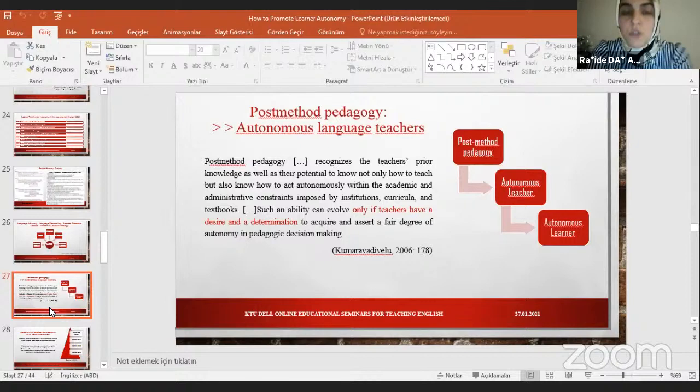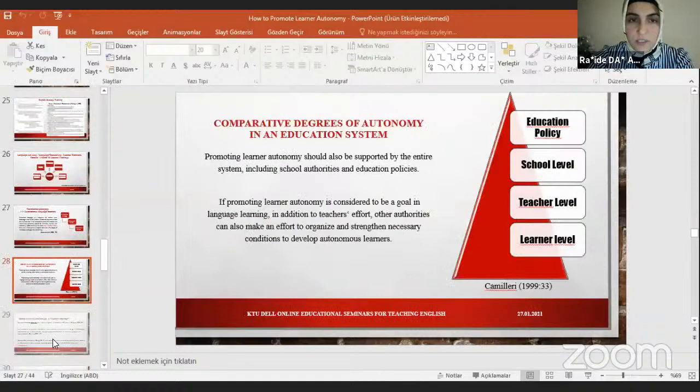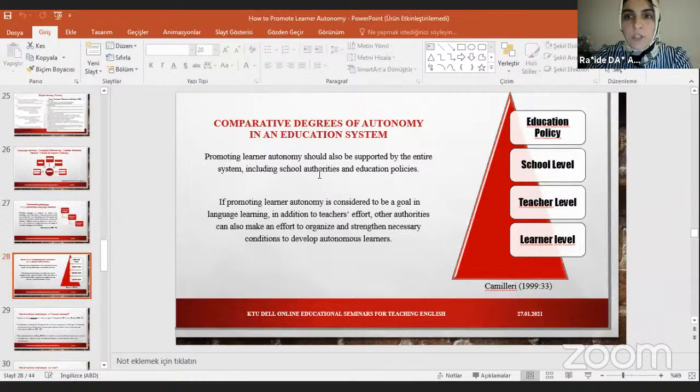So that means as a teacher, if you want to help your learners to become autonomous learners, at first step as a teacher, you should have a desire to do this. So I can say that post-method pedagogy also asks you to become an autonomous teacher, and at the end of the day, you may have autonomous learners as well. So I know that there are some challenges because we have some education policy, we have some school authorities, and we are aware that so as to promote learner autonomy, the entire system should support you.